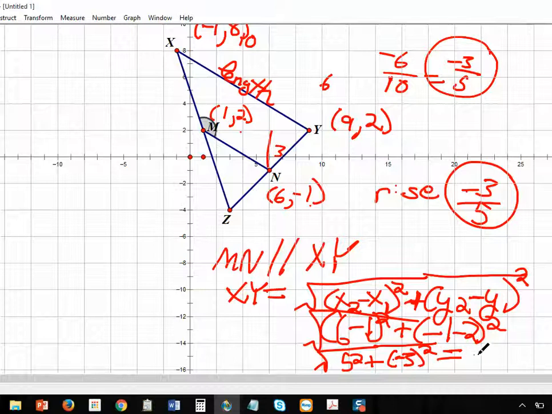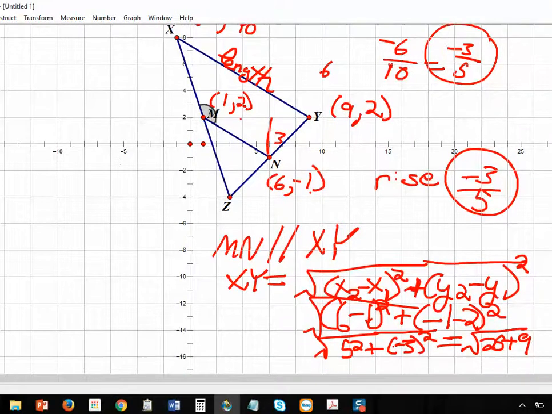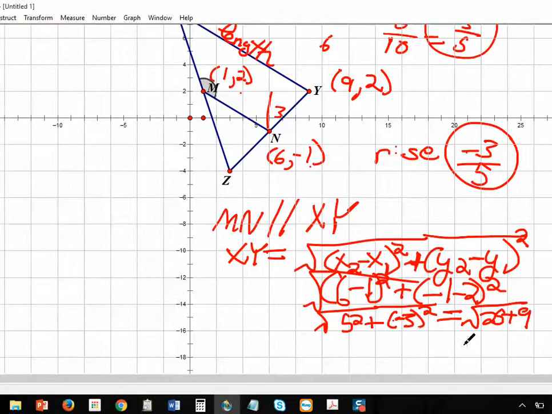And that is 25 plus 9. I have to move down a little bit, get some more room. So 25 plus 9 is 34, and then you take the square root. Now you can just leave it as the square root of 34, or you can change it to a decimal with your calculator. Either one is fine. So this is the length of MN.